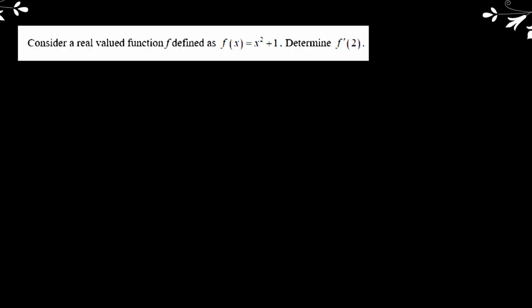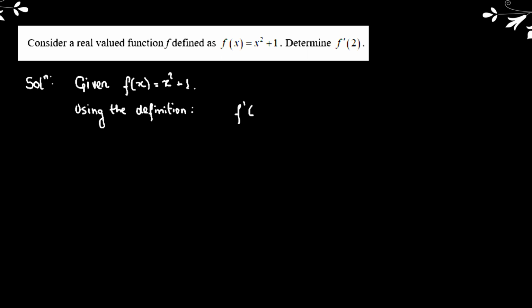Consider a real valued function f defined as f(x) is equal to x squared plus 1. We have to determine the value of f prime of 2, that is the derivative of the function at x equals 2. So we're given the function f(x) equals x squared plus 1, and we're going to use the definition f prime of c is equal to the limit h tending to 0 of (f(c plus h) minus f(c)) divided by h, with c equals 2.